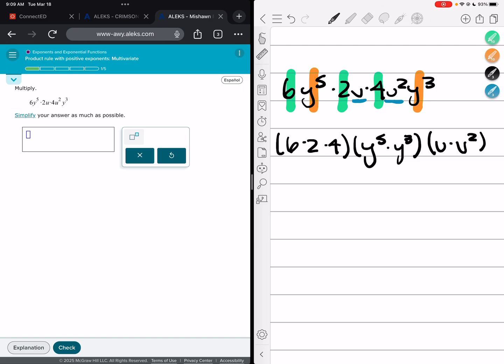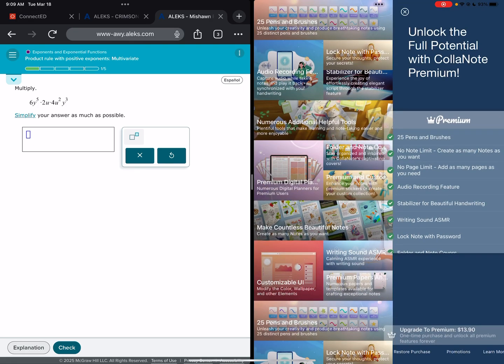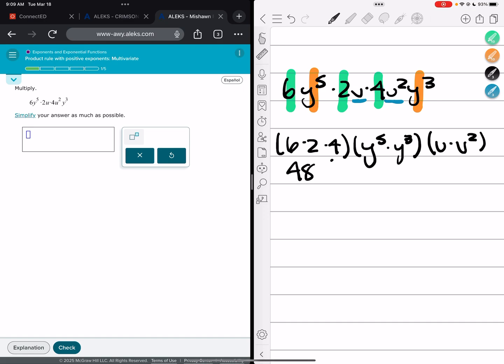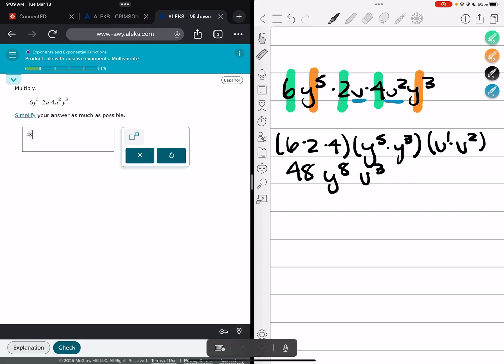Simplified out, I can see 6 times 2 times 4 is 48. Then y to the 5th times y to the 3rd, I add the exponents together to get y to the 8th. And then u times u squared, remember there's the invisible 1 right there, so 1 plus 2 gets me u cubed. So I'm going to go ahead and write 48 y to the 8th, and then u to the 3rd, which we can check.